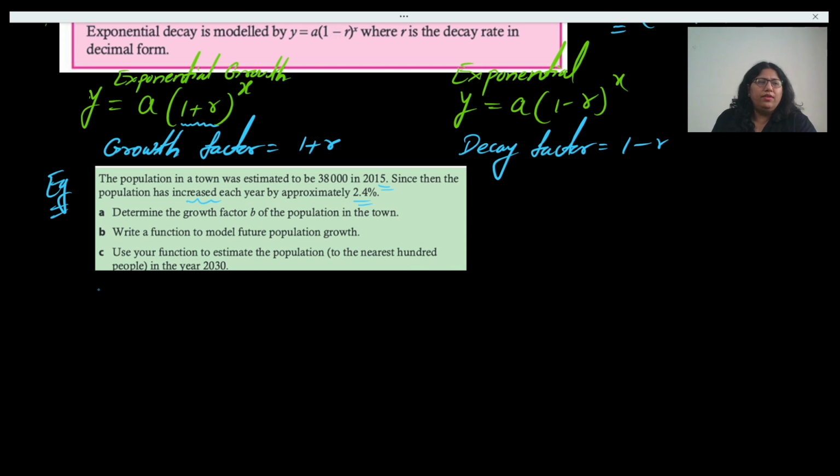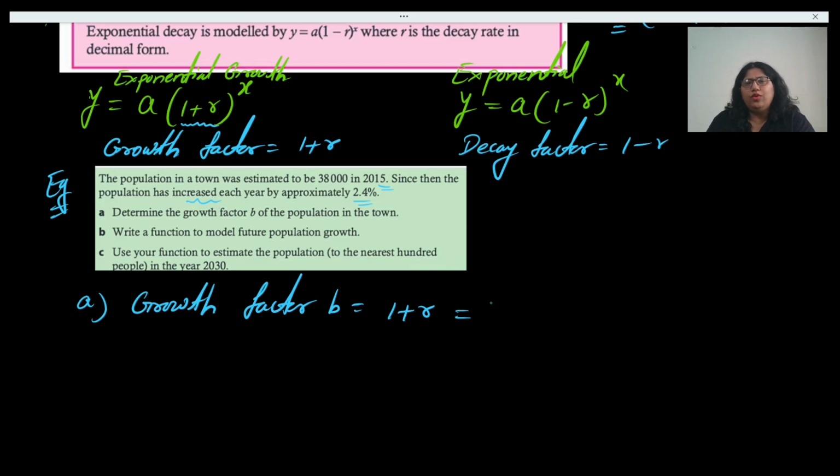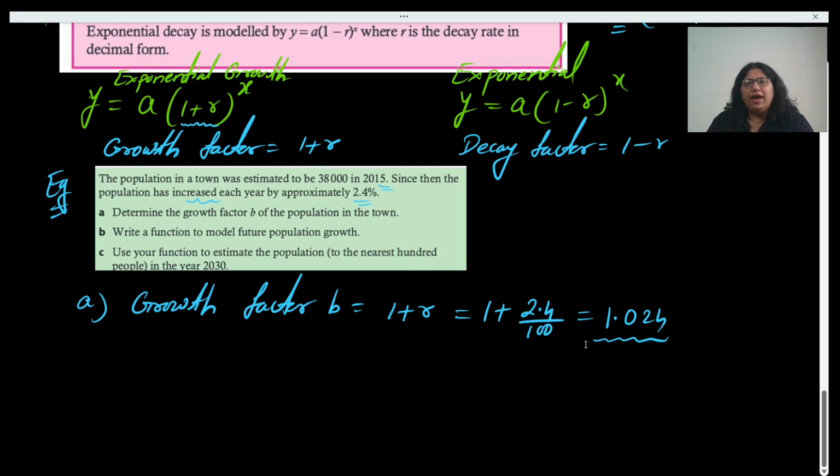If I need to find the first part, the growth factor b, how are we going to get it? 1 plus r, and r is given as 2.4%. So 2.4% means 2.4 by 100, so 1.024. This is your growth factor. Growth rate is 2.4%, growth factor is 1.024. After that, what do we need to find? Write a function to model future population growth.